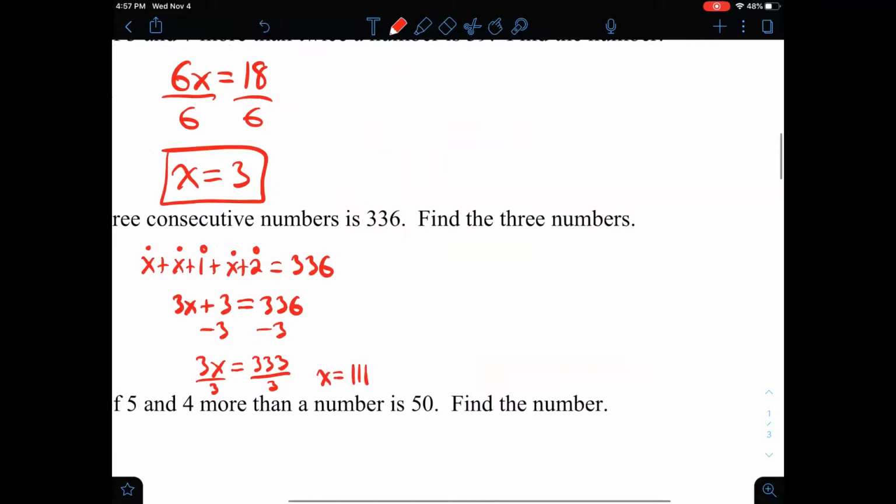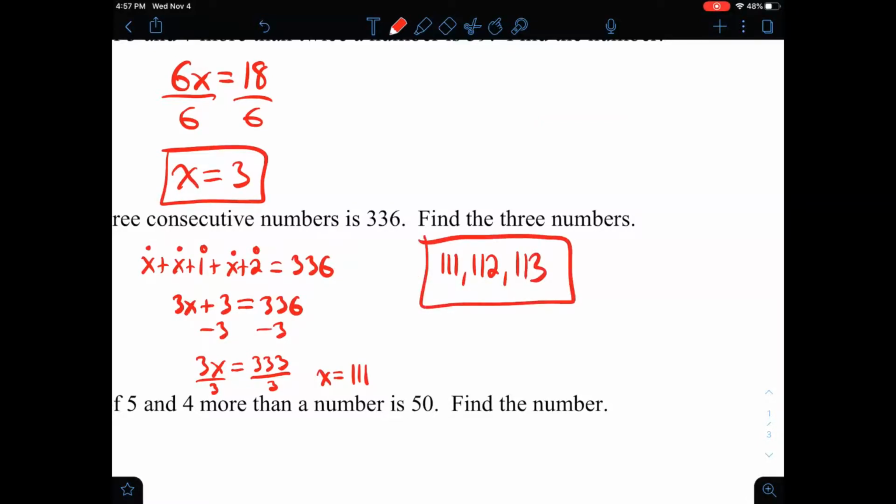So 111 is the smallest number, so we're going to count up by 1. 111, the next consecutive number is 112 and 113. So those are the three numbers.